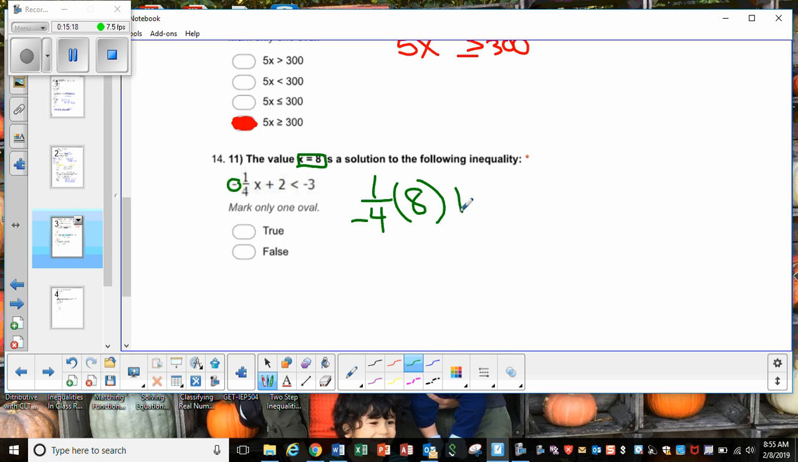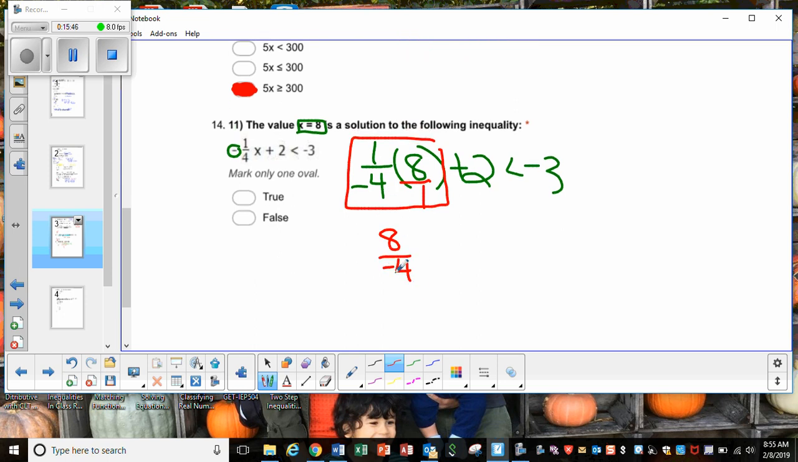I'm going to follow PEMDAS. So that means that I'm going to multiply negative 1/4 by 8 because multiplication comes first according to PEMDAS. I'm going to add 2, and I'm going to see if that value is less than negative 3. So I'm going to do this part first. I'm going to set 8 over 1, and I'm going to multiply the factors that are across from each other. So 1 times 8 is 8. Negative 4 times 1 is negative 4.